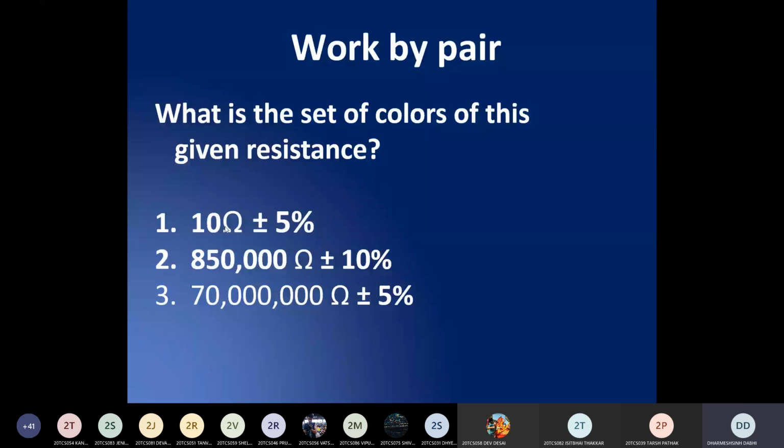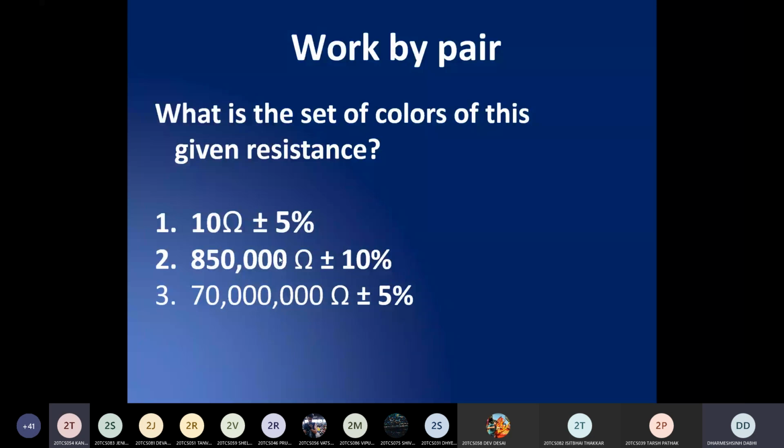Clear? So when you get 10 raised to 0, you have the color black. 0 is for black color. In the third digit, you get 10 raised to 0. So it is brown, black, black. 5% tolerance means gold color. So the answer is brown, black, black, gold.